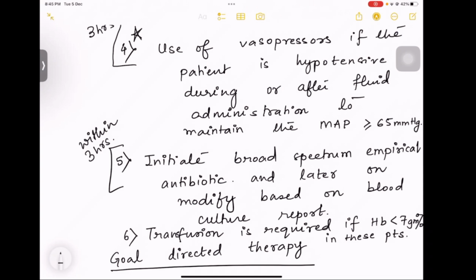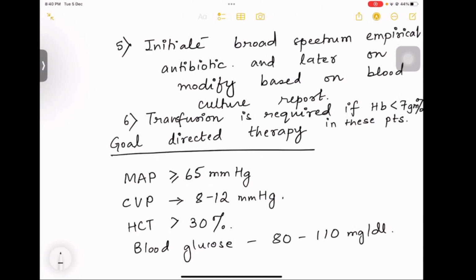After you've done all these 6 steps, goal-directed therapy is needed. What are your specific goals? That my mean arterial pressure of the patient should go above 65 mmHg. Central venous pressure should be 8 to 12 mmHg. Hematocrit should be more than 30%. And the blood glucose should be 80 to 110 milligram per dl.